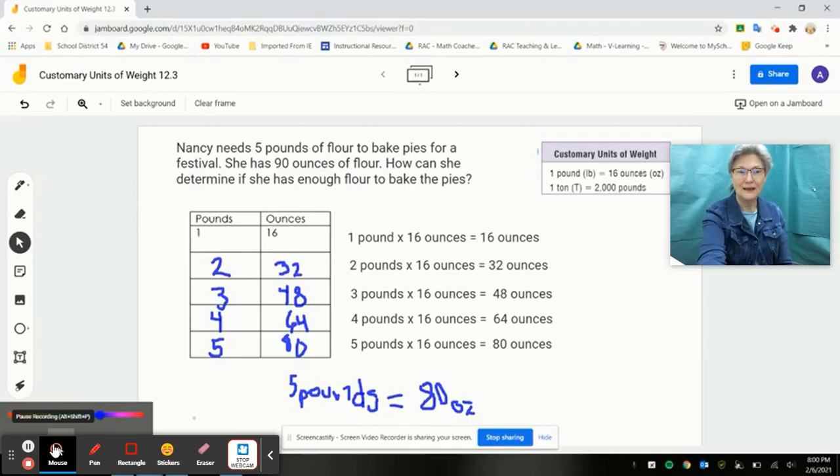Today, we learned about and explored customary units of weight. We used the units ounces and pounds to measure. Don't forget, you can also use tons to measure.